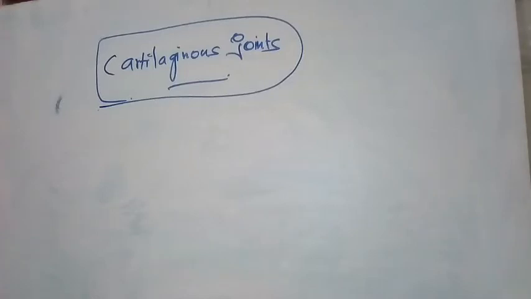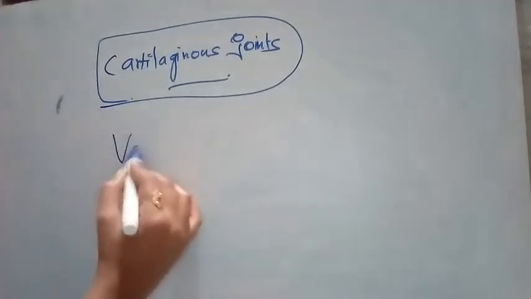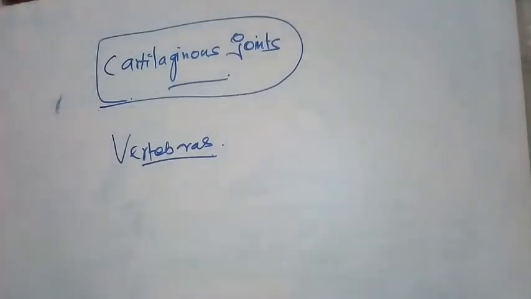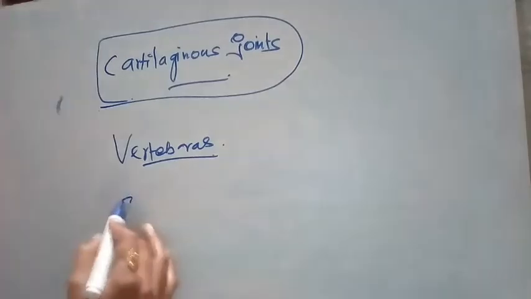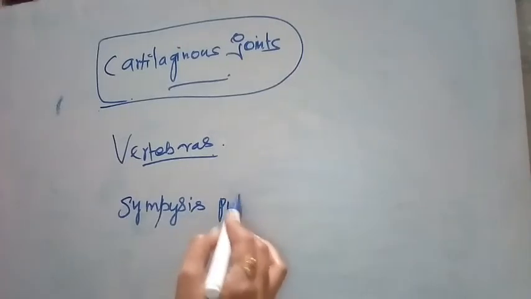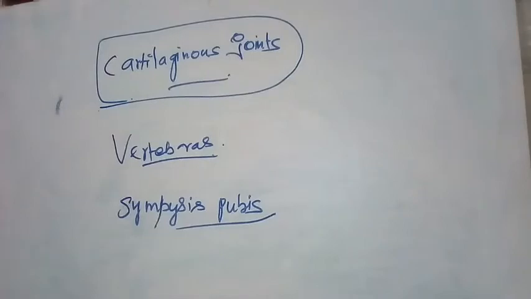As in the cartilaginous epiphyseal plates, which in the growing child link the diaphysis of the long bone to the epiphysis. This appears between the diaphysis and epiphysis of the bones. Some cartilaginous joints permit limited movement, as between the vertebrae. Vertebrae have limited movements only. They are separated by the intervertebral discs. Another example is the symphysis pubis. This also has limited movements.